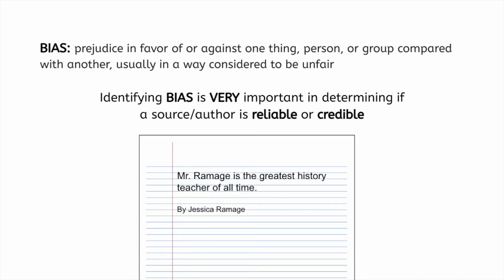Identifying bias is very, very important when you're trying to determine if your source or your author is reliable or credible. If there was a paper titled, "Mr. Ramage is the greatest history teacher of all time," and the author was Jessica Ramage, my wife, there's probably some bias there. So being able to identify who's biased and why they're biased and what they're biased for or against is really important in helping you understand the credibility of your author. If the author's not credible, you probably shouldn't believe their information.